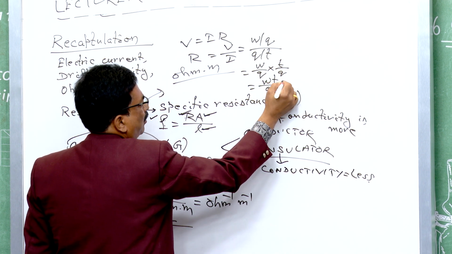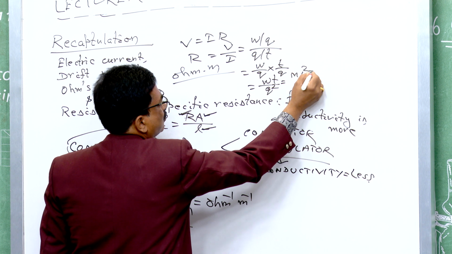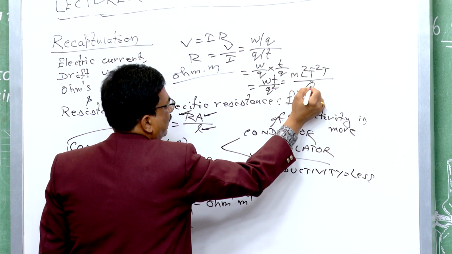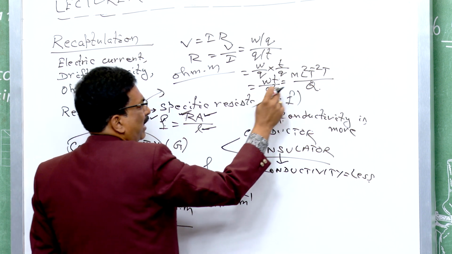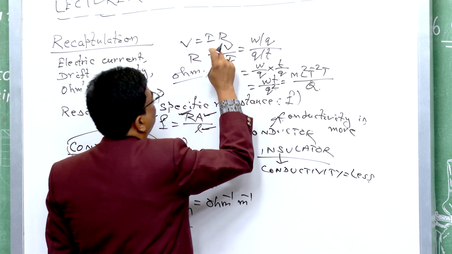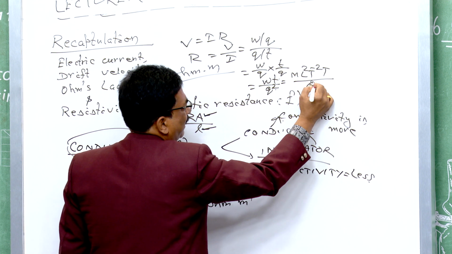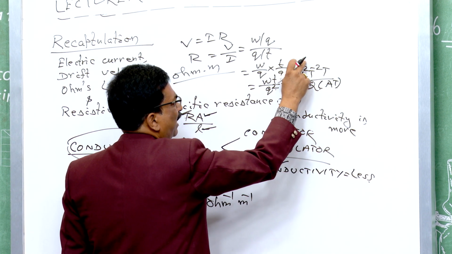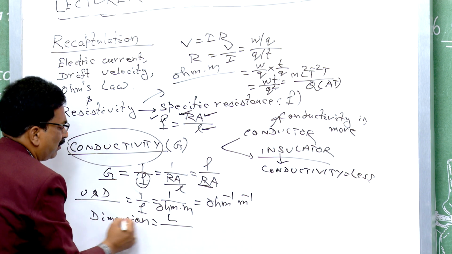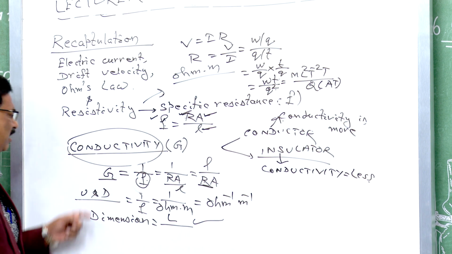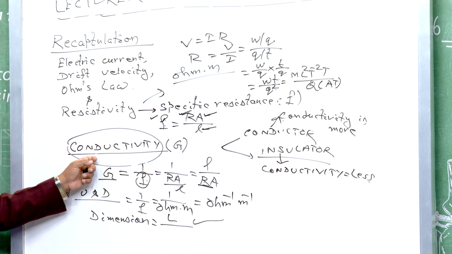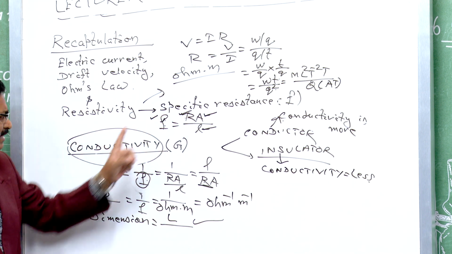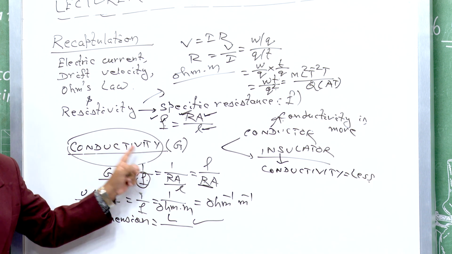So W means the work, its dimension is ML square T to the power minus 2. T is the time, and this Q, as I said, you can take as Q, or Q is equal to IT. Instead of Q, you can take IT, and if you put this value and rearrange them, then you will find out the dimension of its conductivity. So these two things we discussed: one is the resistivity or the specific resistance, second one is the conductivity.